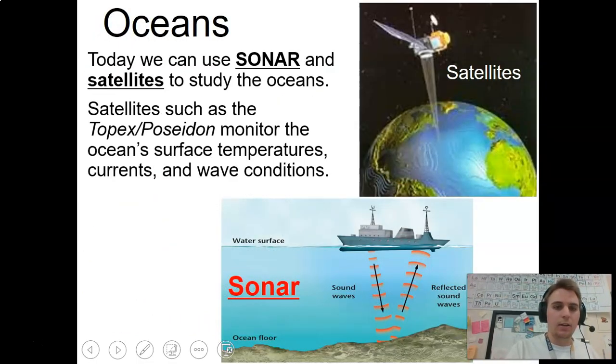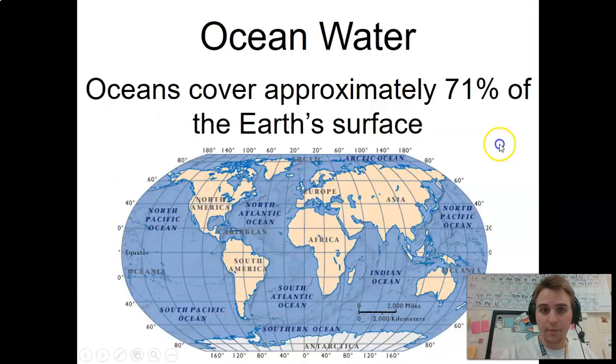So today we can use sonar and satellites to study the ocean. Satellites such as Topex/Poseidon monitor the ocean's surface, the temperatures, the currents, and wave conditions. Sonar, as you can see down here, allows us to map the ocean floor. Okay, as I said, oceans cover approximately 71% of the Earth's surface and make up right around 98% of all of Earth's water.